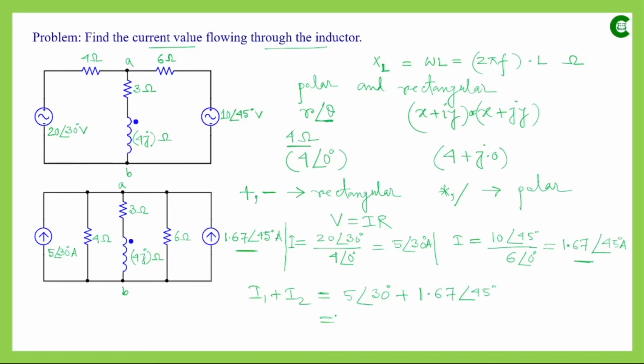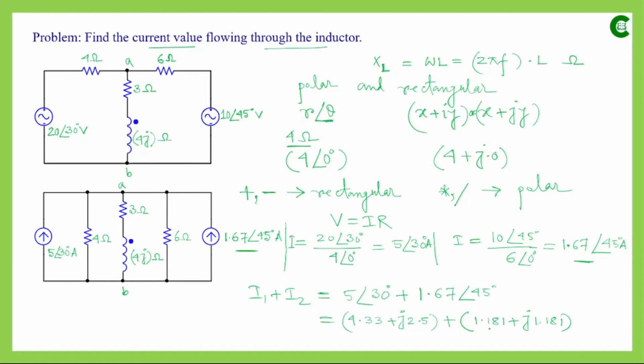So if we convert this 5∠30°, then in rectangular form it will be 4.33 plus j2.5, and if we convert this 1.67, then it will be 1.181. And now simply we can add them. We have this 4.33 and we have this 1.181.